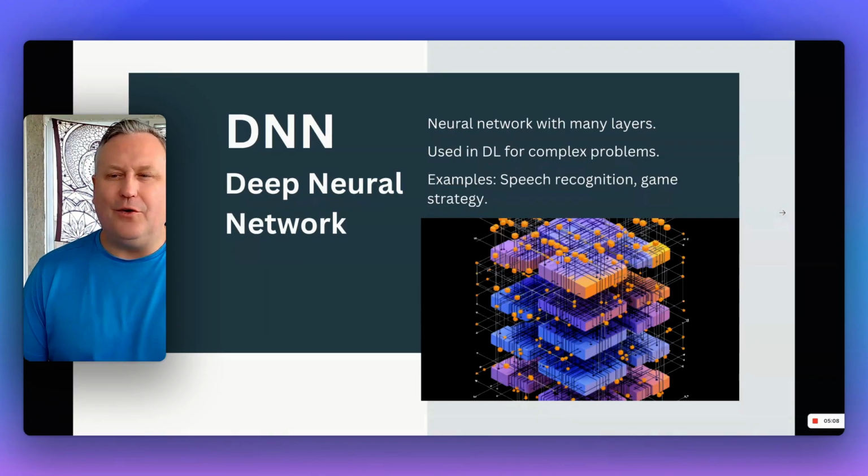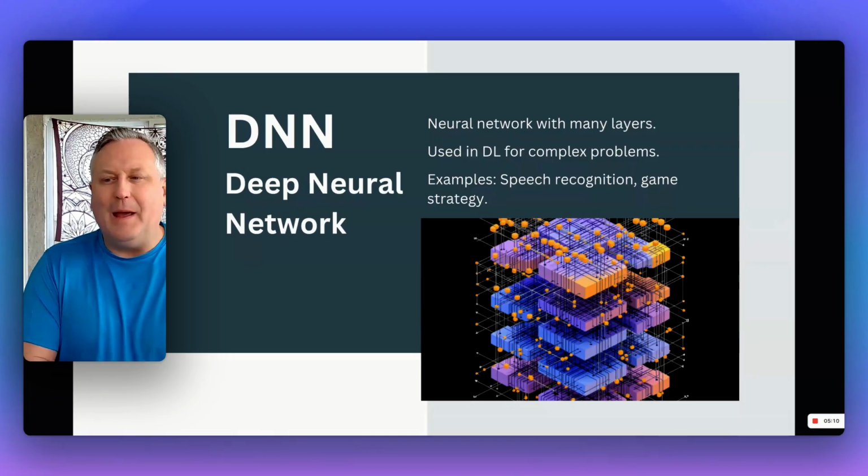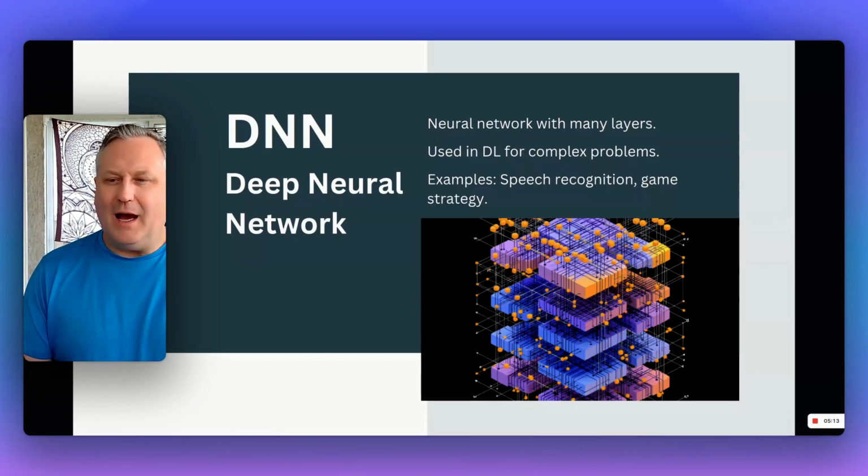DNN, deep neural networks. So this is neural networks with many layers used in DL for complex problems. Examples are speech recognition, game strategy. Again, very complex for neural networks.